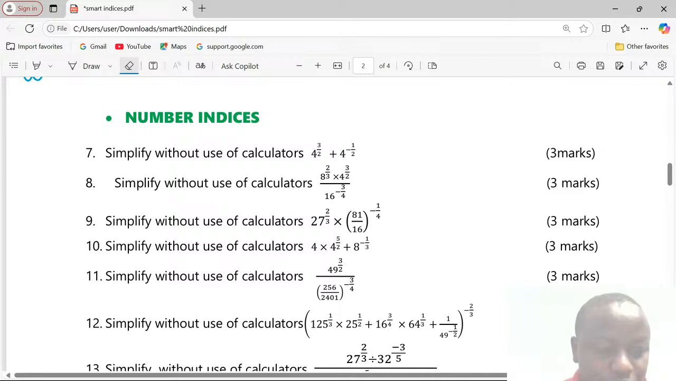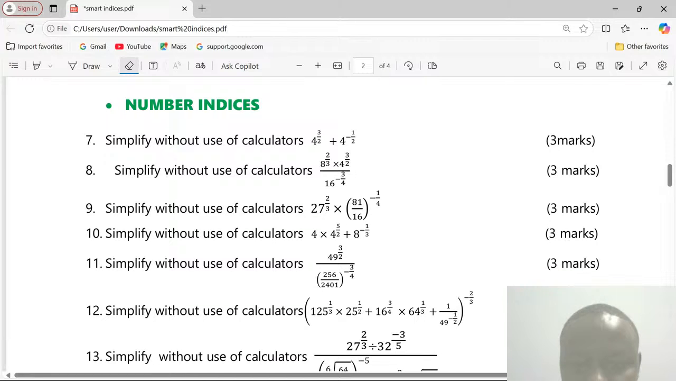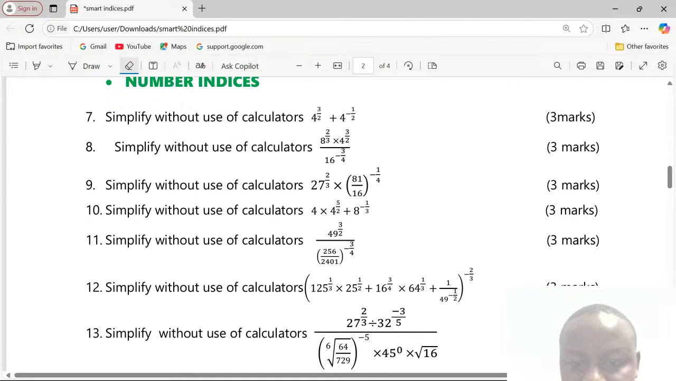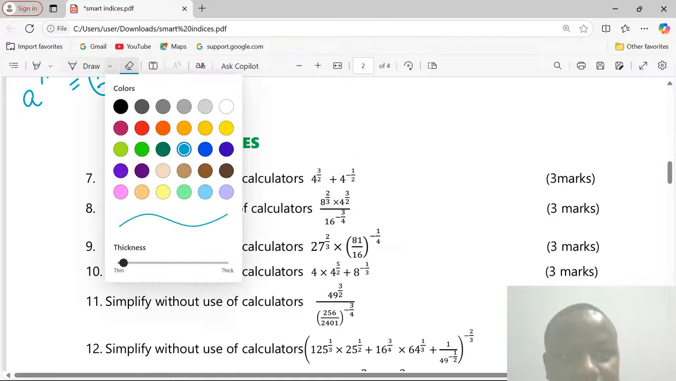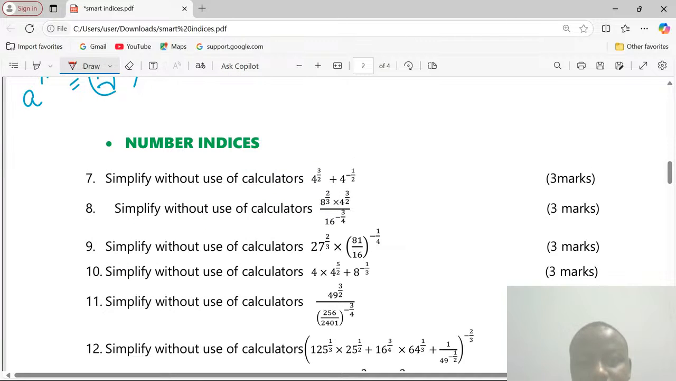Let's look at number 12 now. Number 12: 125 raised to a third multiplied by 25 raised to a half, then plus 16 raised to 3/4 times 64 raised to a third, plus 1 over 49 raised to negative half. Then everything is being raised to negative 2/3. So we're going to apply several laws here, and at the end of the day, we will get to the solution.